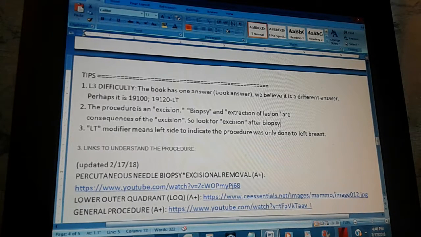Okay. Now, tip number 3: the LT modifier means the left side, to indicate that the procedure was only done to the left breast, right? Not the right breast, just the left breast.